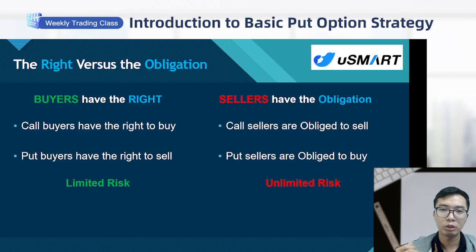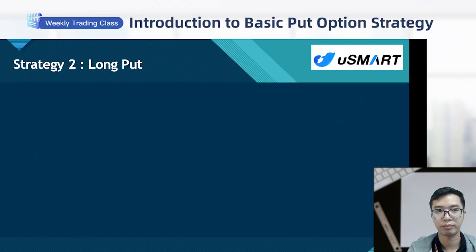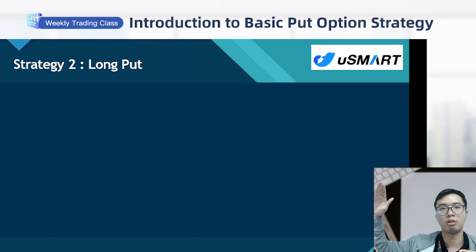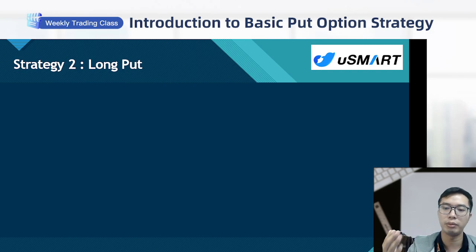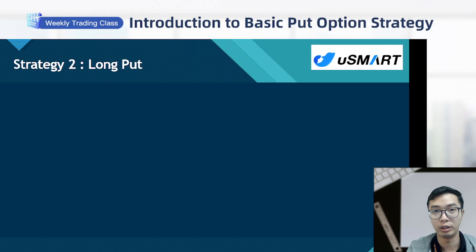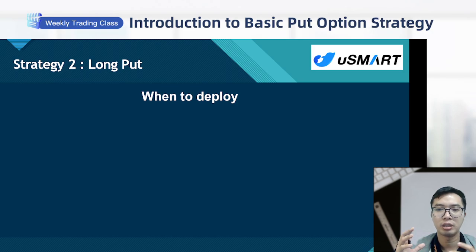Last week I talked about call options, so today let us dive into put options. Last week I shared strategy one, which is long call. We buy a long call when we want to benefit from the upsurge, the uptrend of the stock price. Whereas for long put, we want the stock to come down in order to make profits. So when to deploy this long put option strategy?